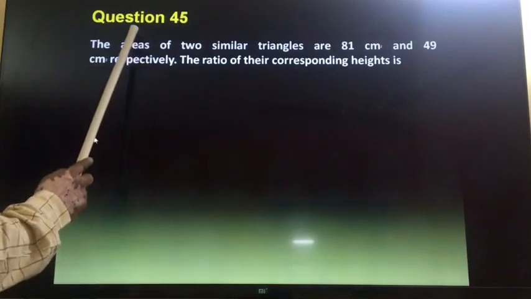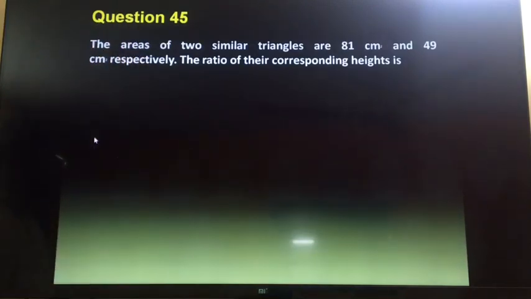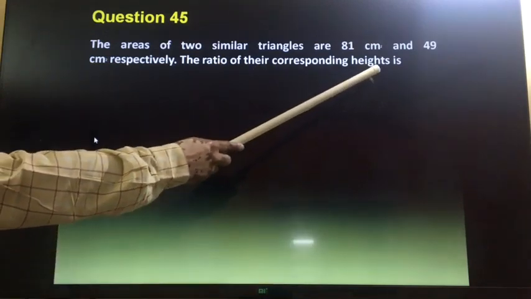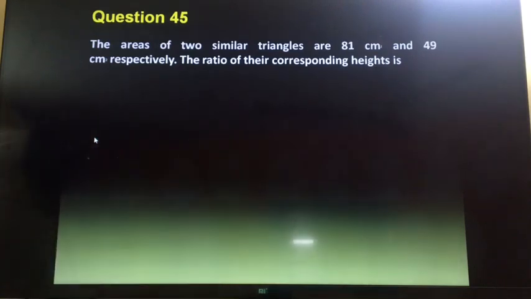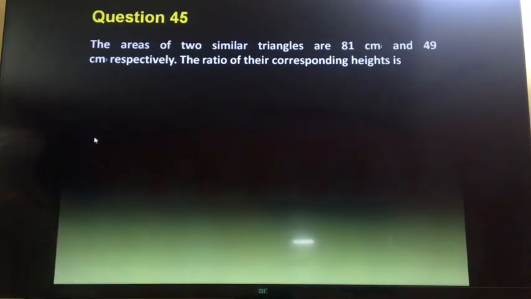Question number 45. It is also based on the same theorem. So this will be the revision. If you were not able to understand the previous one, here you will understand. But here there is a little difference. The difference is that in place of corresponding sides, here it is corresponding heights. So what is the formula? What is the method? This is actually the result of one question from your exercise. So see the method.